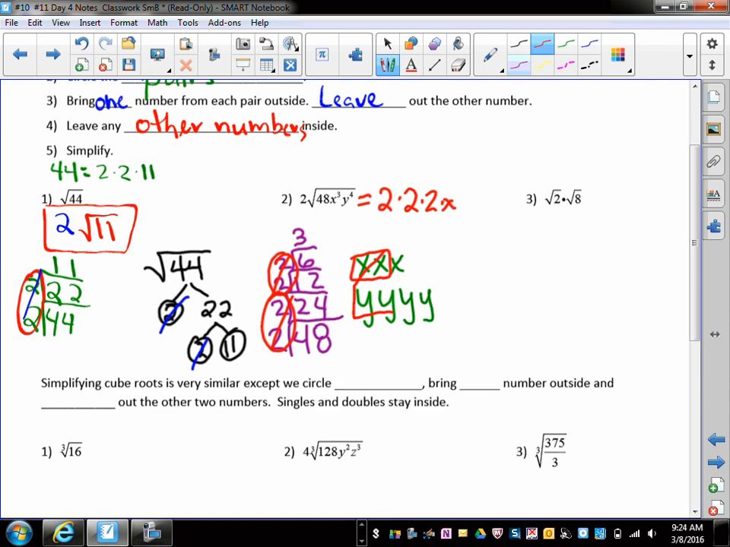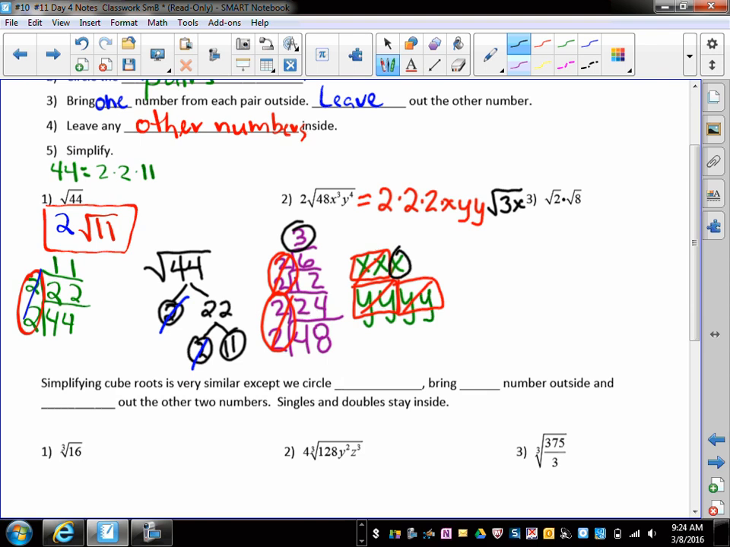If I look at my y's, I have a pair of y's. That comes out. And another pair of y's. That comes out. Are there any other pairs left? No. Alright, so anything that's left has to go under my radical. So I still have my 3. I still have an x.